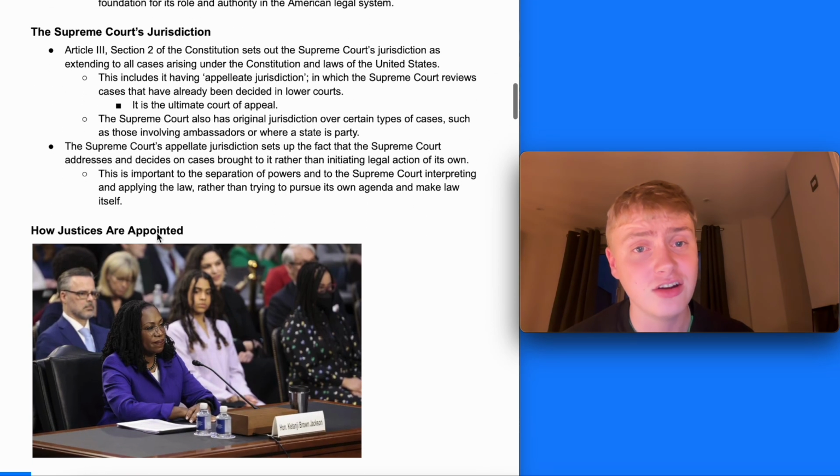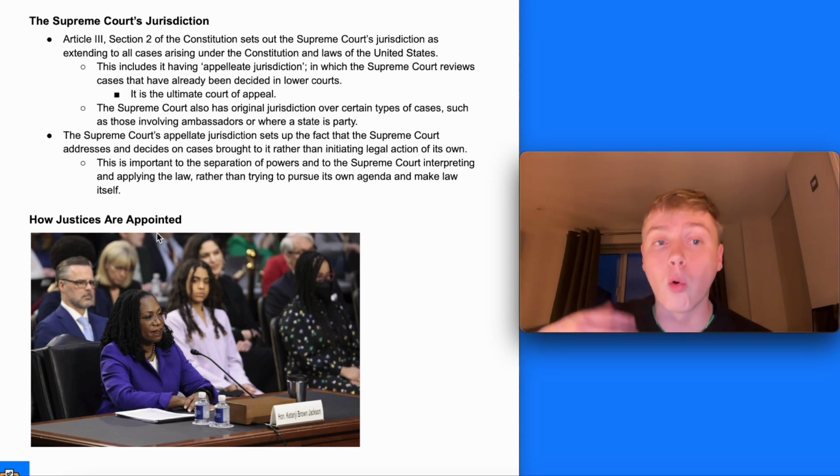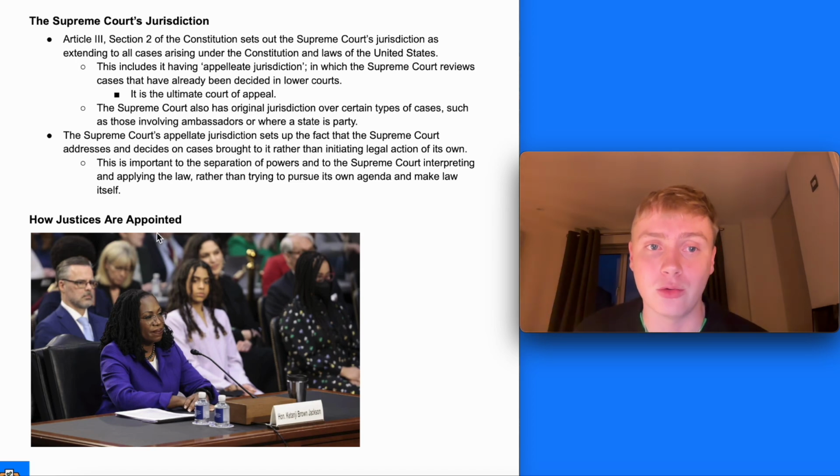In terms of its jurisdiction, this is set out in Article 3, Section 2 of the Constitution, which sets out its jurisdiction as extending to all cases arising under the Constitution and laws of the United States. This includes it having appellate jurisdiction, in which the Supreme Court reviews cases that have already been decided in lower courts, and it's the ultimate court of appeal, so it can't be appealed beyond it.